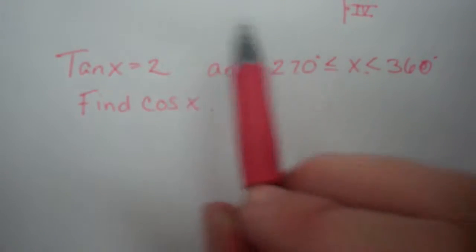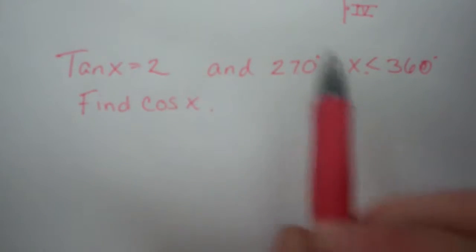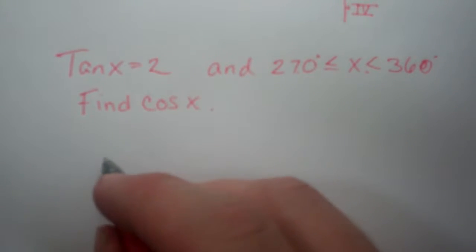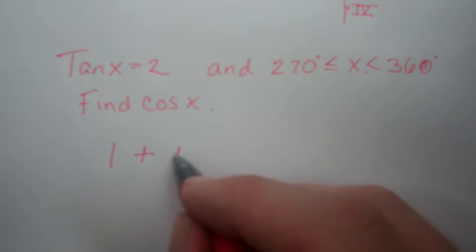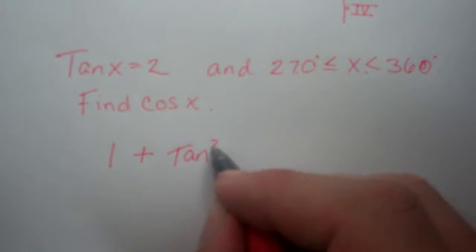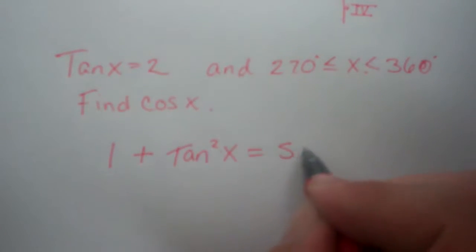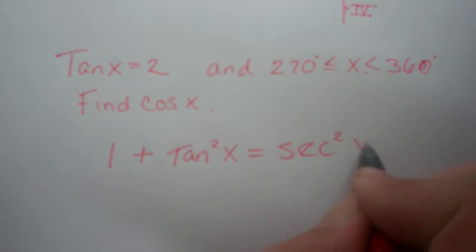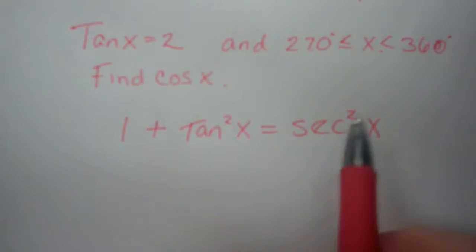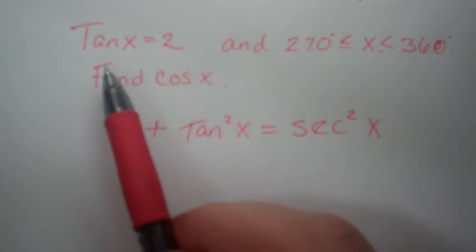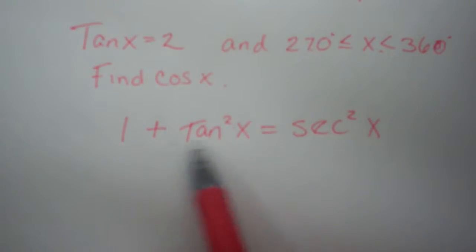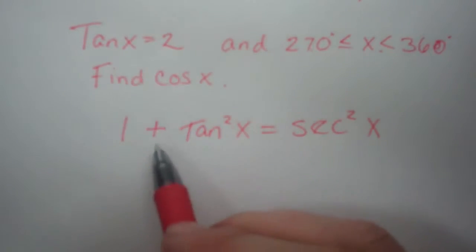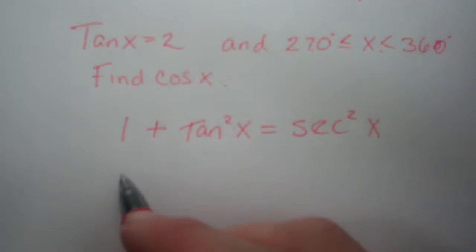Which Pythagorean identity is going to be best for this problem? Well, you might remember that one of the Pythagorean identities was 1 plus the tangent squared x is equal to the secant squared x. Let's use this Pythagorean identity because in this case we are given a tangent, and this Pythagorean identity includes a tangent. Let's substitute and see what we can do to simplify.